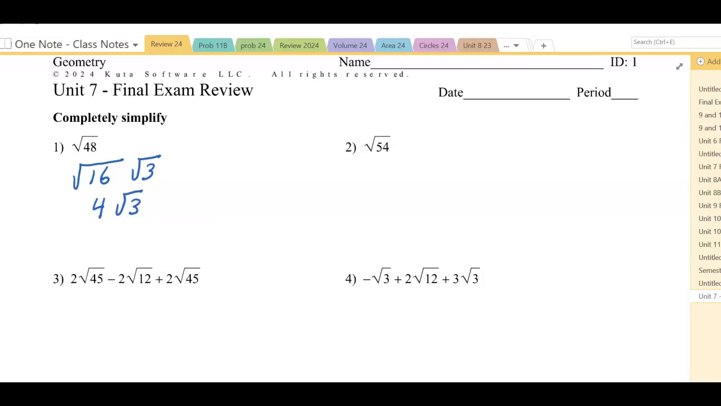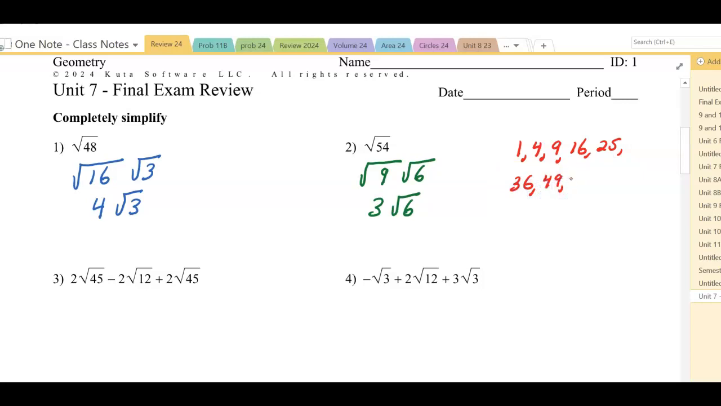In problem number 2, again, we want to find a perfect square that goes into 54. And 54 is 9 times 6, and the square root of 9 is 3, so we get 3 square root of 6. And as a quick reminder, the perfect squares are 1, 4, 9, 16, 25, 36, 49, 64, 81, and 100, and so on.